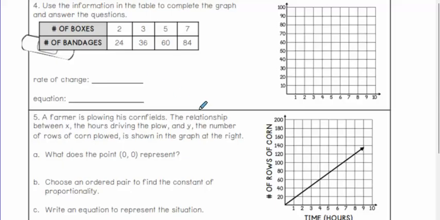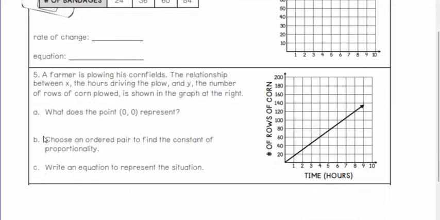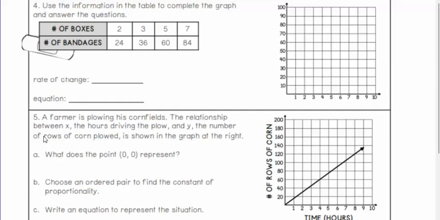All right, I would like for you to finish 4 and 5 by yourself and come back when you have those completed. Do not come back until they are completed. So pause the video and come back when you have it completed.